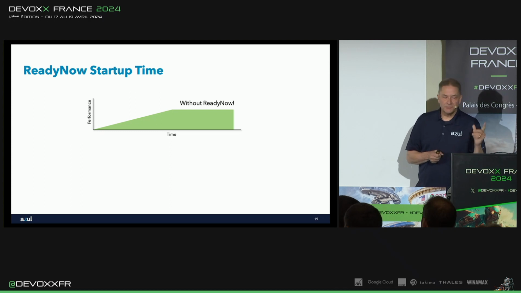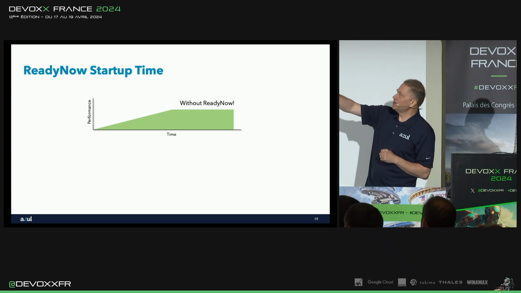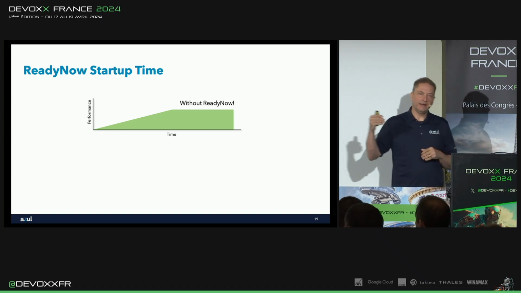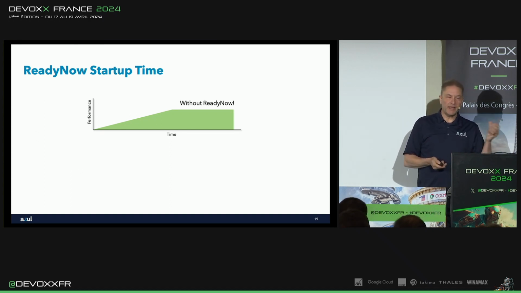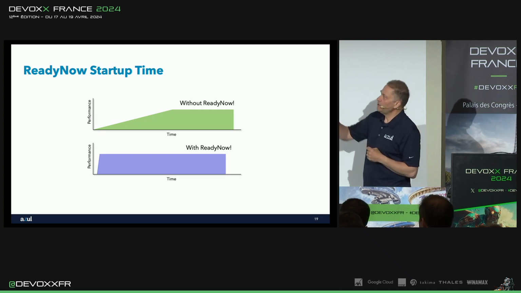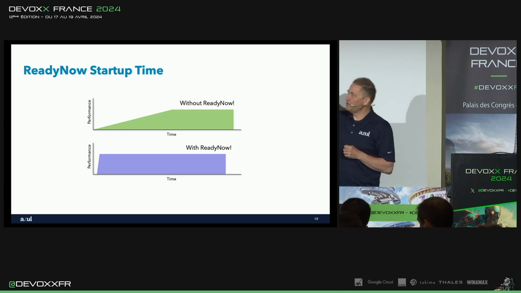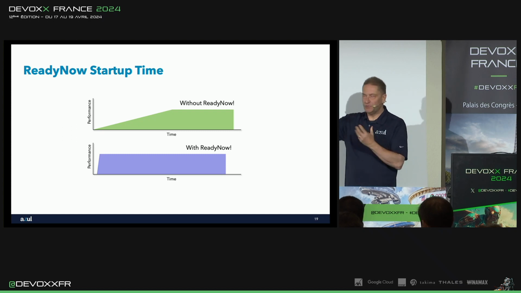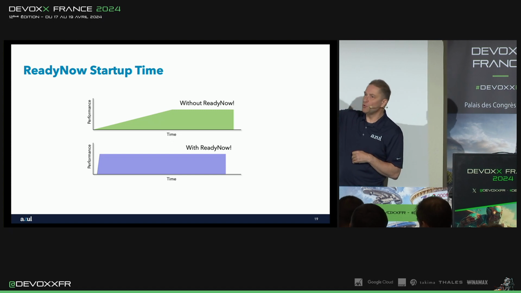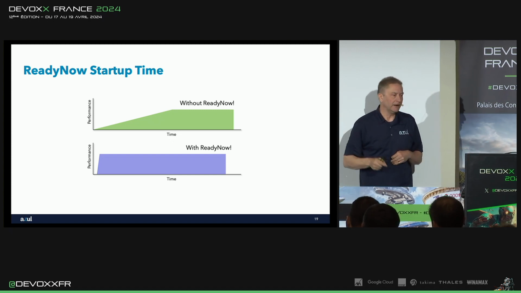And the reason for that is because if we look at our graph again, I've simplified it here. We have the slope of our warm-up, and then we get to our steady state. That's without Ready Now. If we look at it with Ready Now, we get a much better shape to our graph. Now we've got very fast startup because we do all of the work ahead of time, and we get to that peak level of performance much more quickly than we do without Ready Now.